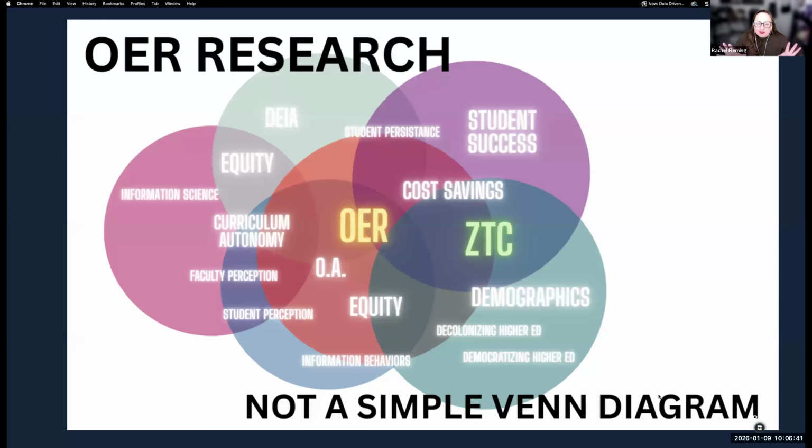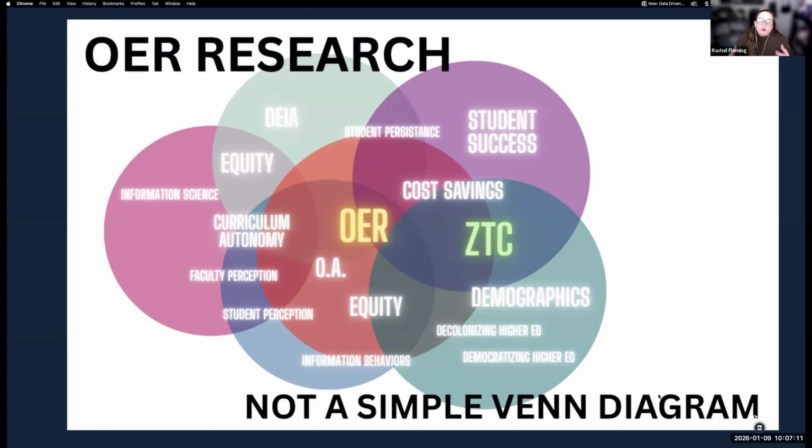And just to give you guys a little bit of a Venn diagram, there's not a simple Venn diagram when it comes to OER and ZTC research and OER data. It's very messy, and you could take any one of these white words and make an entire research project on just that. You could look at OER and student success, or OER and student persistence, or equity data related to OER. There's so many different ways that OER and ZTC overlap with student success, with cost savings, with DEIA, with information science and information behaviors.